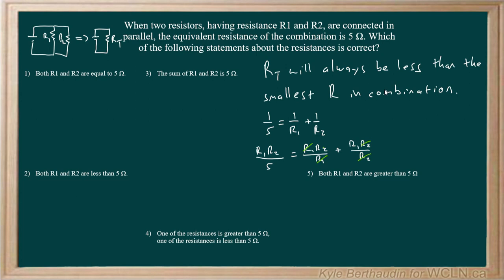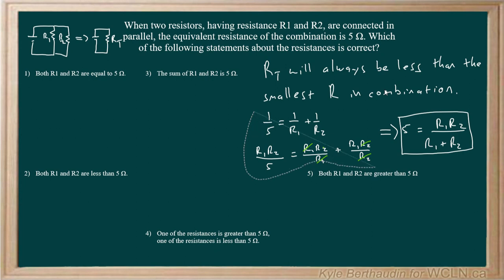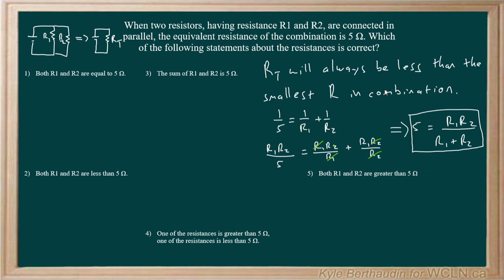And then if we take this all and do some cross multiplication, so moving the 5 to the numerator on the right side, and then moving the R1 plus R2 to the denominator on the left side, we'll get this equation. 5 equals R1 R2 divided by R1 plus R2. And this describes the resistances in our parallel circuit. And we're going to use that equation to prove the other 4 statements as false.